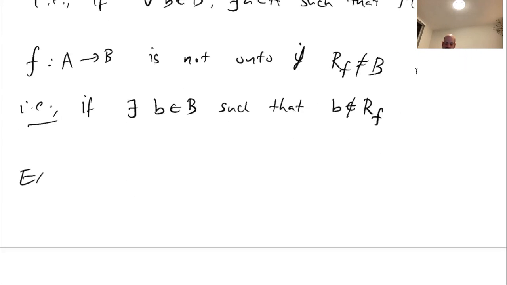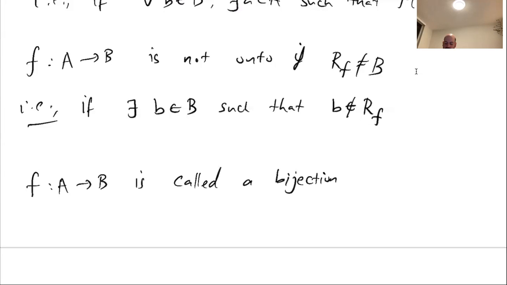So let's look at an example. And before the example, let me also remind you about bijection. When can I say that the function is a bijection? F from A to B is called a bijection if f is both one-to-one and onto. If it's both one-to-one and onto, then we call the function a bijection.